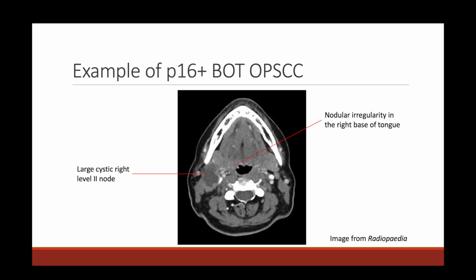This is an example of a CT scan from Radiopaedia, and it's showing two arrows here. The first arrow is pointing to some nodular irregularity that we see in the right base of tongue. And this other arrow is pointing to a large cystic right level 2 node. So again, contrast-enhanced imaging, especially at the time of CT simulation, is really helpful to delineate both the primary as well as the lymph nodes. And PET-CT is extremely helpful as well. So it's important to fuse the PET-CT whenever possible when you're planning, because that will help you delineate your GTVs.